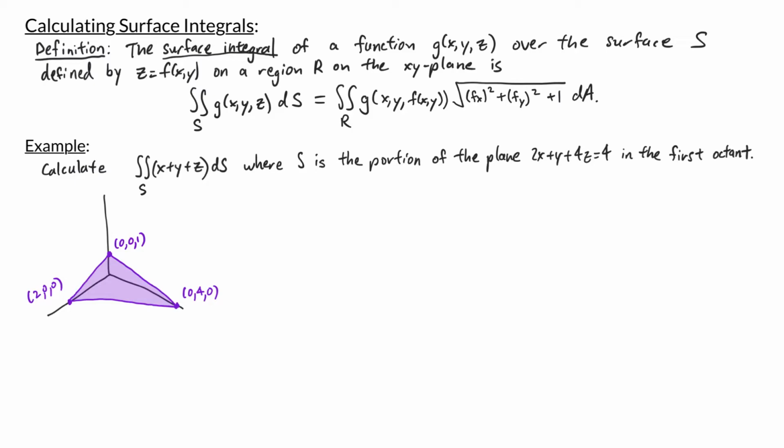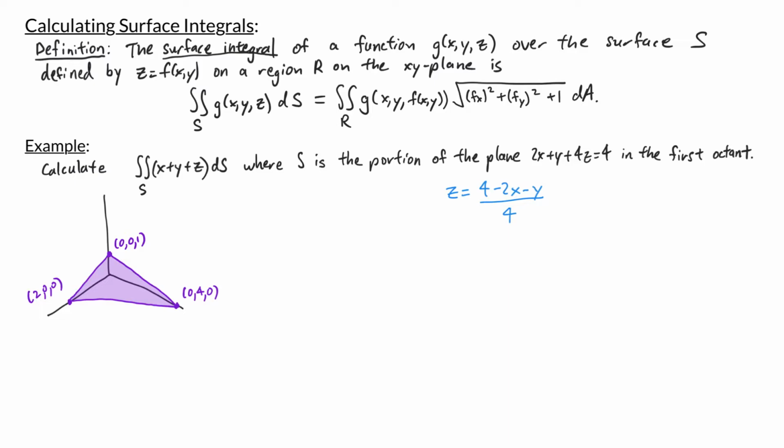Now if I want to calculate my surface integral, I would need to describe my surface in the form z equals some function of x and y. Also, I would need to describe the region R on the xy plane that my surface is over. Since my plane is defined by 2x plus y plus 4z equals 4, I can solve for z to get z equals (4 minus 2x minus y) all over 4.